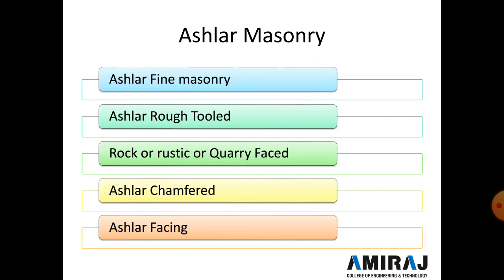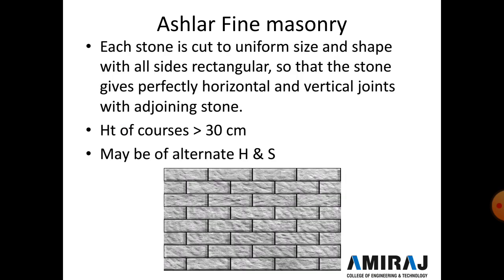So ashlar masonry is divided into mainly six types. First, ashlar fine masonry; second, ashlar rough tooled masonry; third, rock or rustic or quarry faced masonry; fourth, ashlar chamfered; and fifth, ashlar facing. So one by one we discuss. First is ashlar fine masonry.